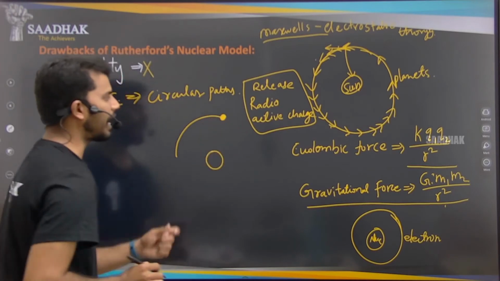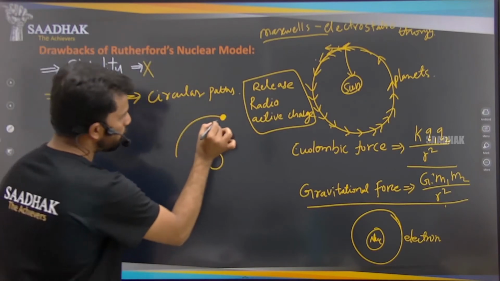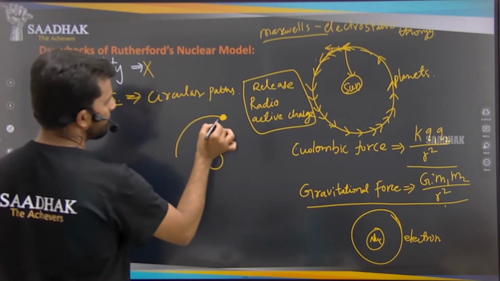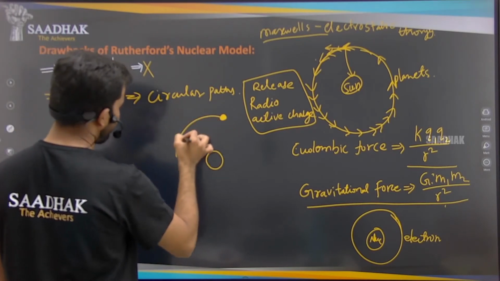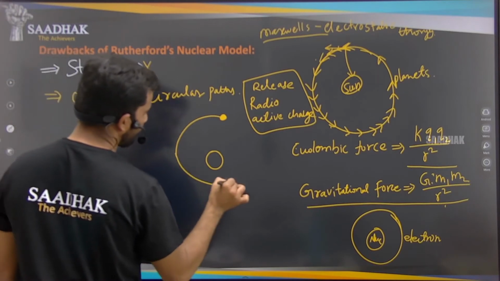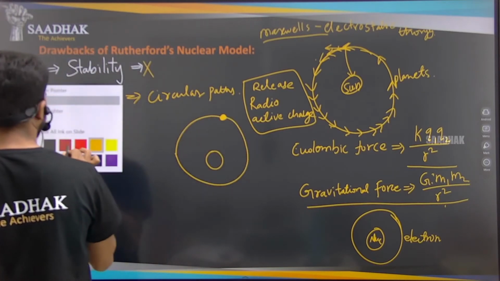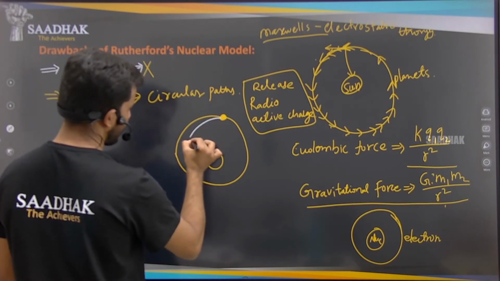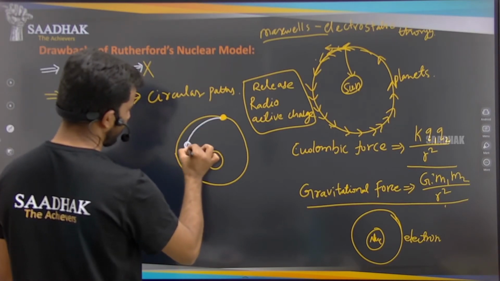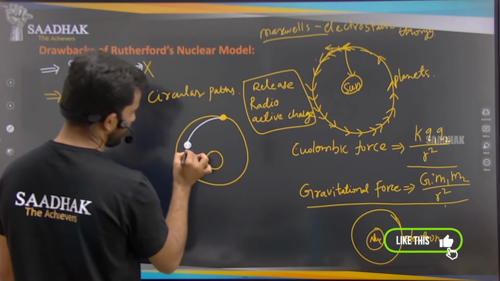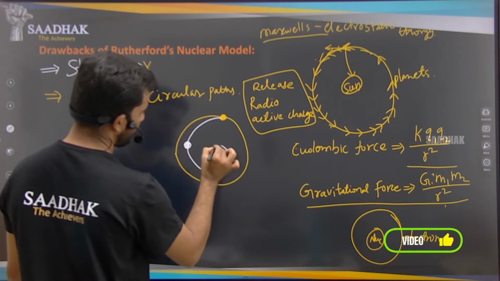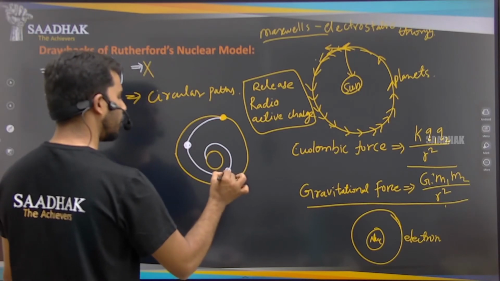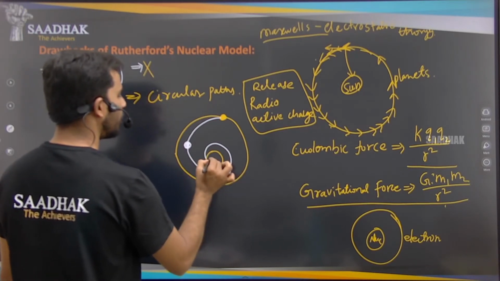And as it is releasing radiation, it will lose some energy, right? So as it is losing energy, it cannot follow that path, and it will slowly spiral like this. Again here also it will lose some energy, right? Again it will come closer, and ultimately it will fall into the nucleus here.